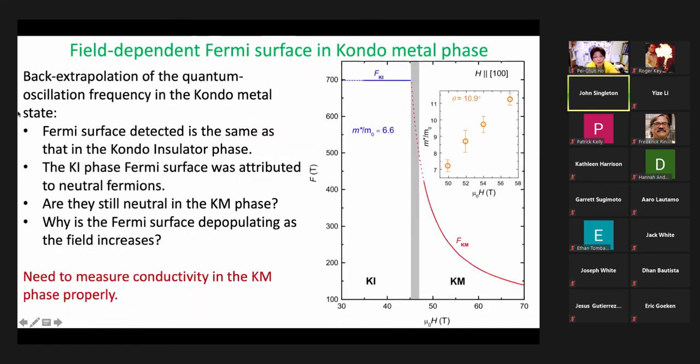So just to summarize that, because it's an important point, the back extrapolation of the quantum oscillation frequency in the Kondo metal state seems to link up with the one in the Kondo insulator state. So the inference of this is that the Fermi surface detected is the same as the one in the Kondo insulator phase. Now, we of course attributed that Kondo insulator phase Fermi surface to neutral fermions. Are they still neutral in the Kondo metal phase? And why is the Fermi surface depopulating, as evidenced by the frequency going down as the field increases?